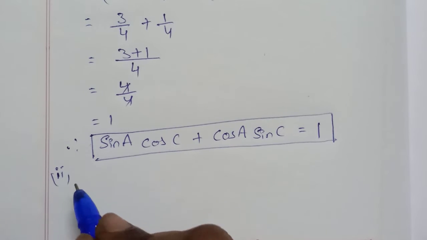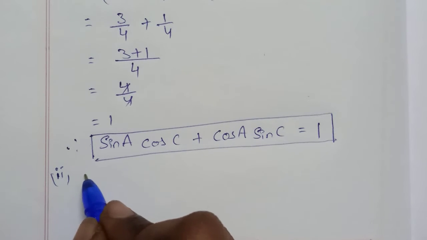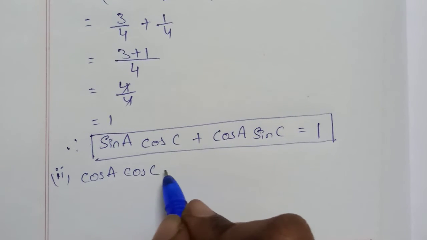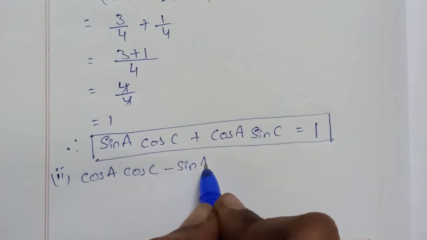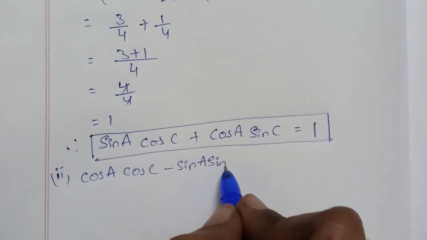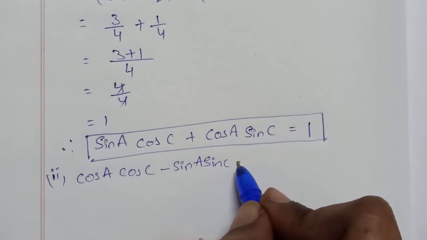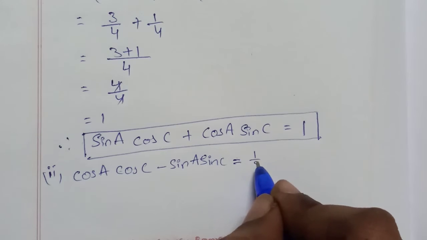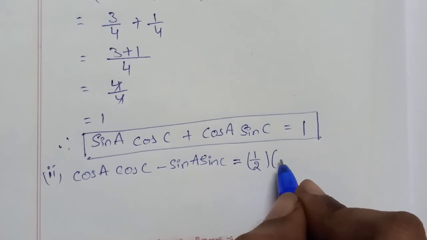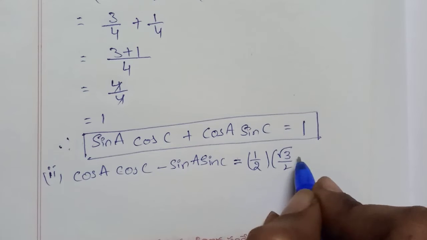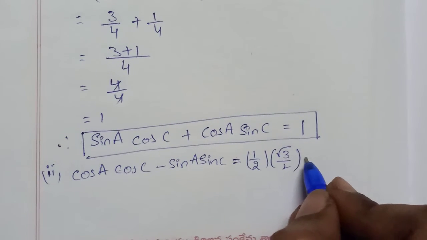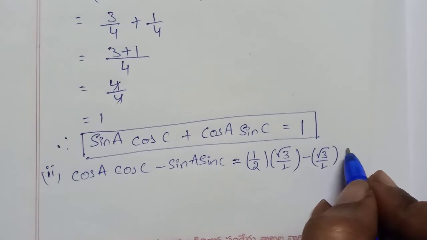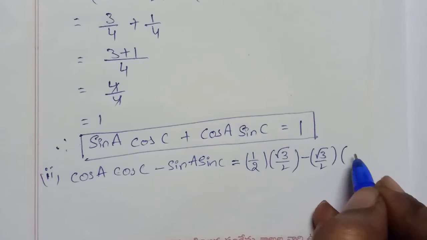Second one. Now we have to find the value of cos A cos C minus sin A sin C. The value of cos A is 1 by 2 and the value of cos C is root 3 by 2, minus the value of sin A is root 3 by 2 and the value of sin C is 1 by 2.